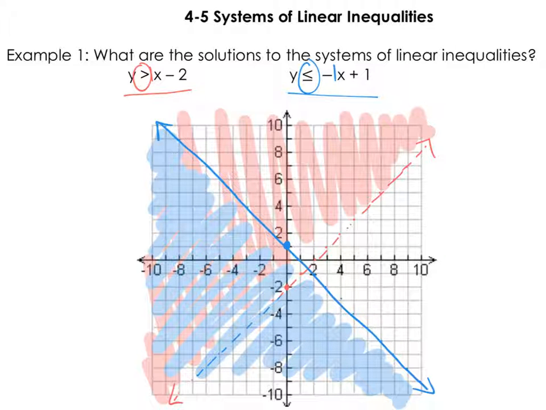Now, I'm looking for, in this situation, the part where my two shadings overlap, which is in this area right here, where I had my red and my blue shading. So this portion would be where my solutions lie. Any point within this area or that is on my solid line, not on my dashed line, would be included in my solutions. Okay, let's look at another example.